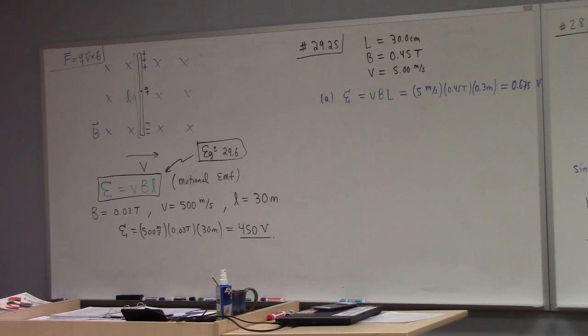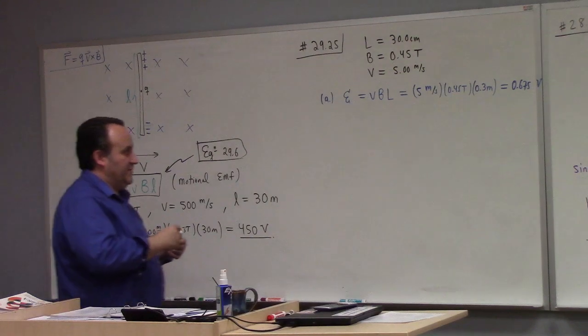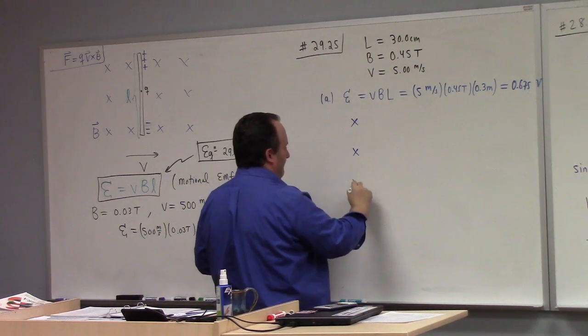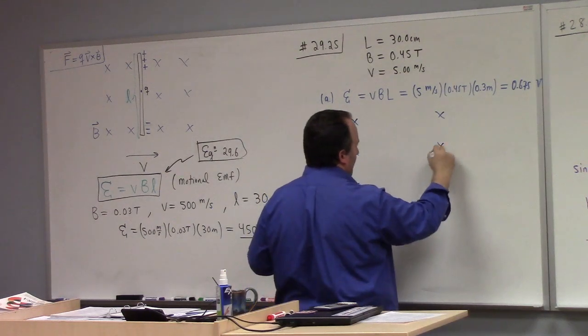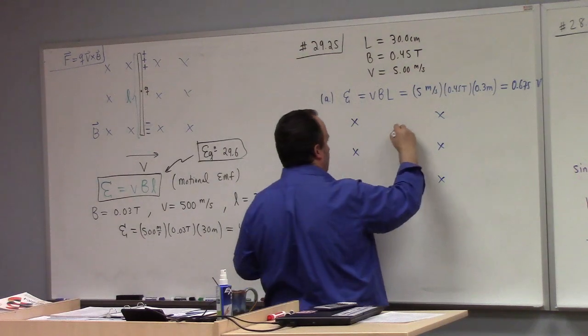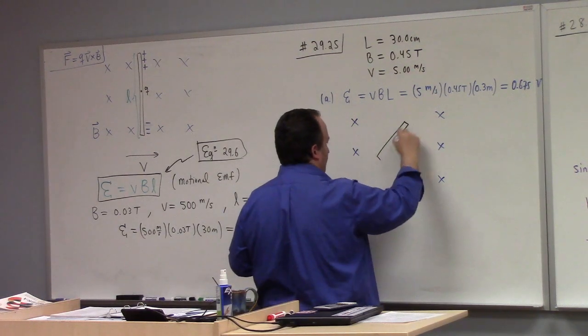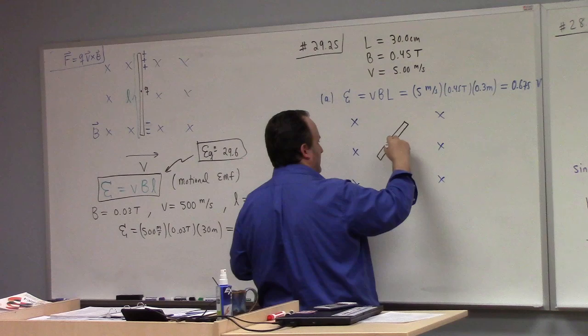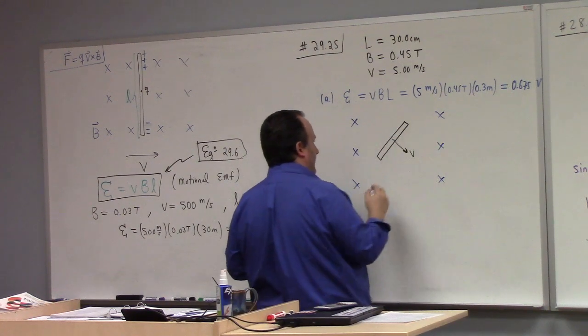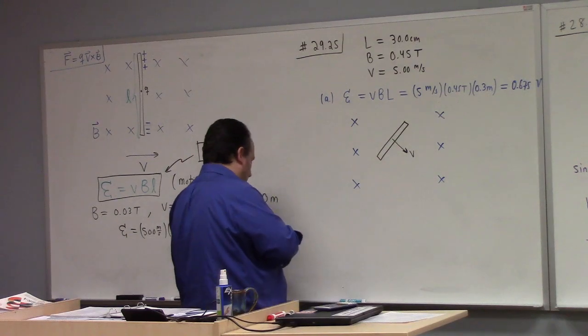Okay, so we got 0.675 volts. Now, this is kind of a funny one, right? They've got the magnetic field like this, and the bar is at 45 degrees, like this. So the velocity is going like this, yeah? All right.